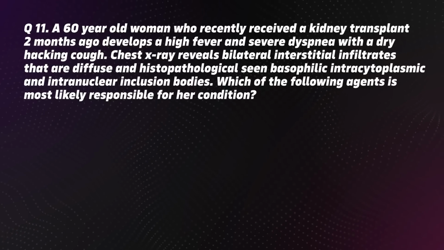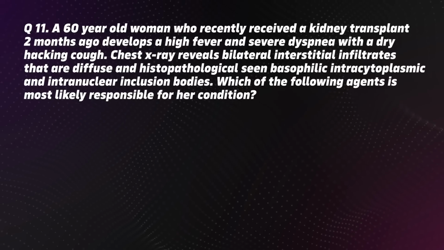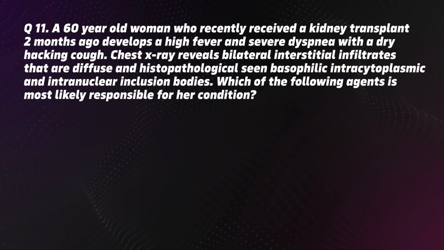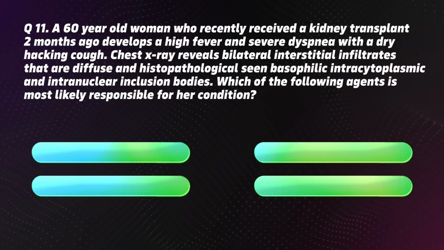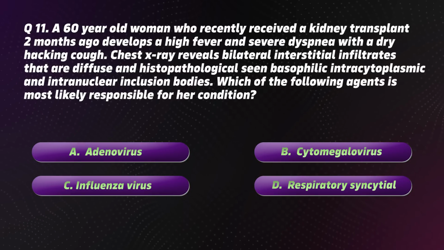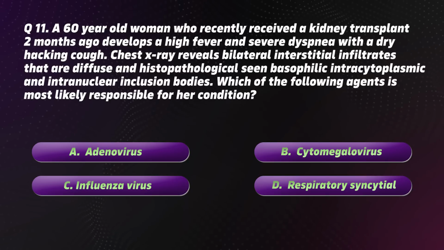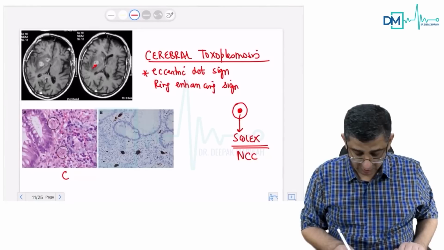Chest X-ray reveals bilateral interstitial infiltrates that are diffuse, and on histopathology, basophilic intracytoplasmic and intranuclear inclusion bodies are seen. Which of the following agents is most likely responsible for her condition? Here are the options. A. Adenovirus, B. Cytomegalovirus, C. Influenza virus, D. Respiratory syncytial virus. And the correct option is B. Cytomegalovirus. Here is the explanation.